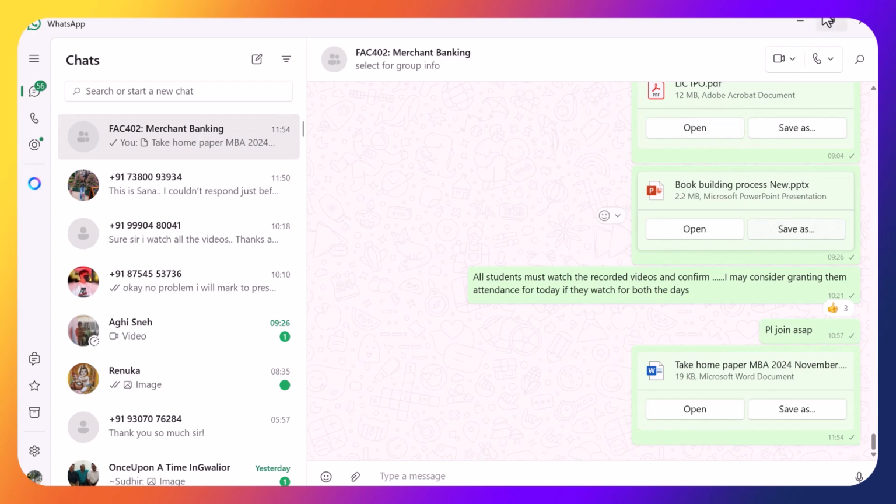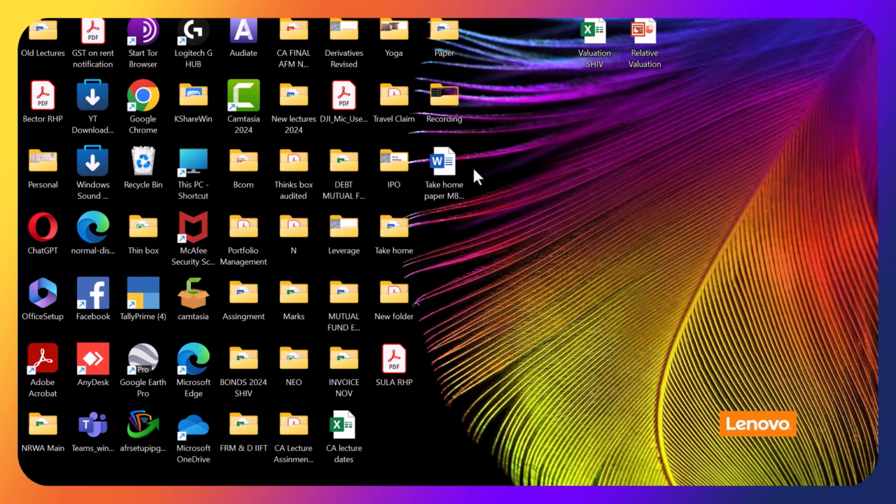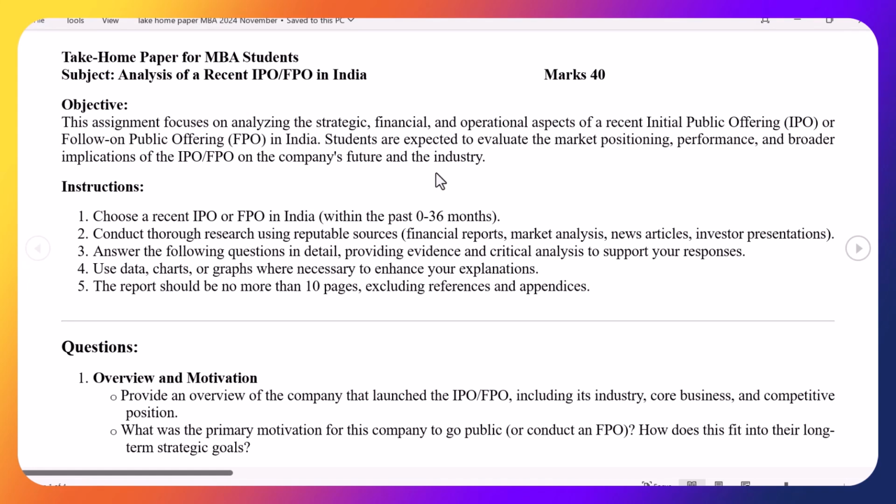So this is the take-home paper. Just open the take-home paper on your laptops. Okay. And Nidhi, you are going to read it. Okay. Fine.